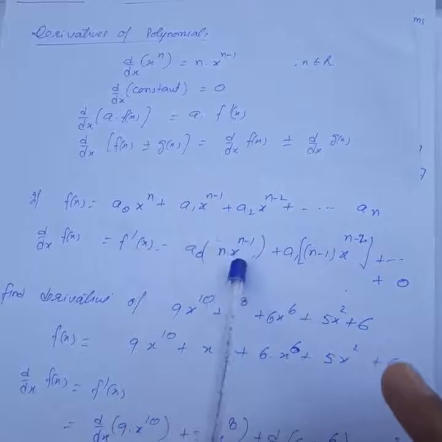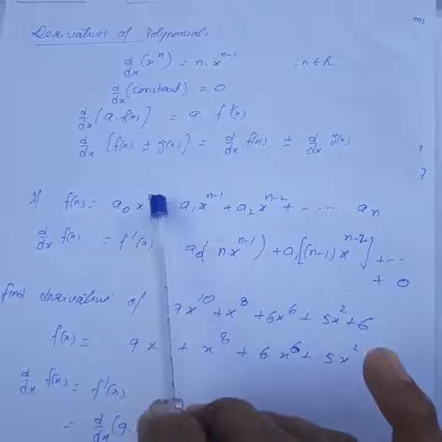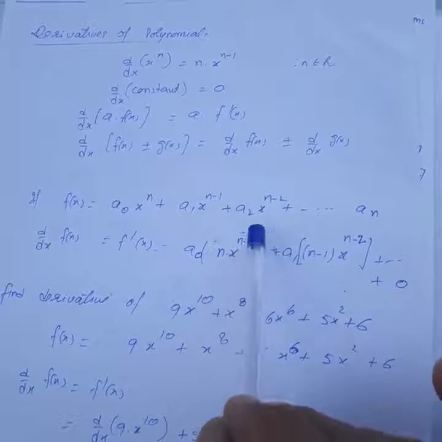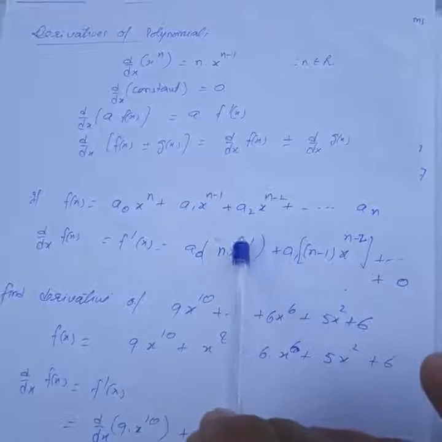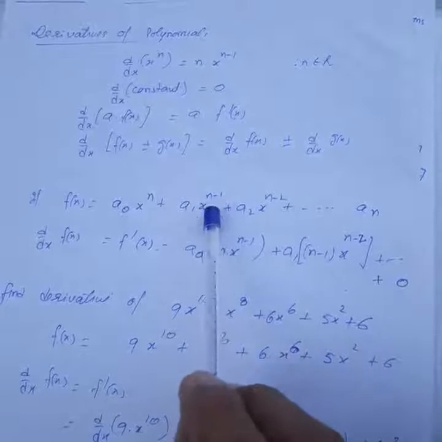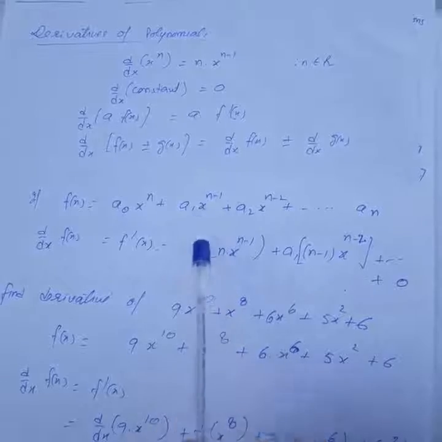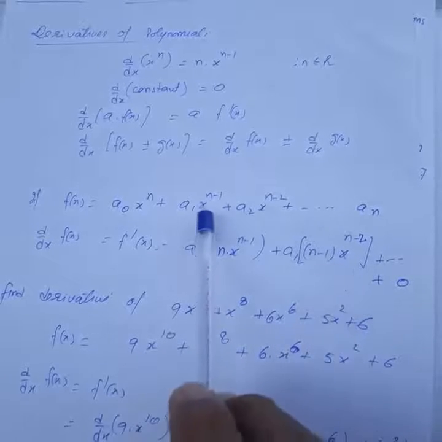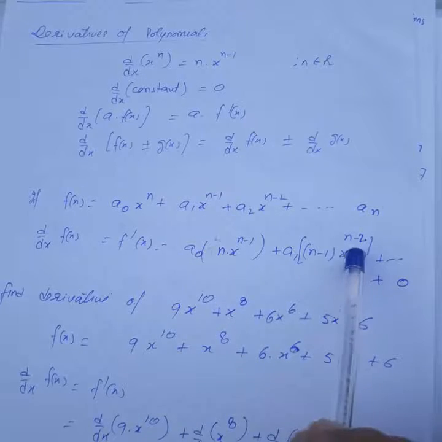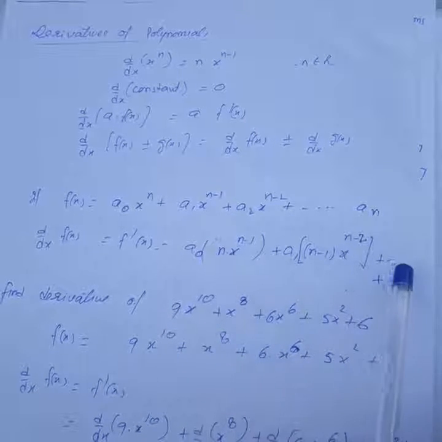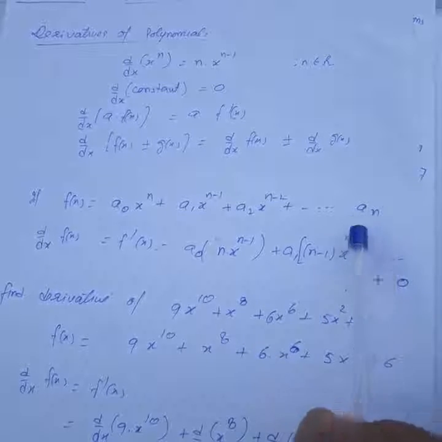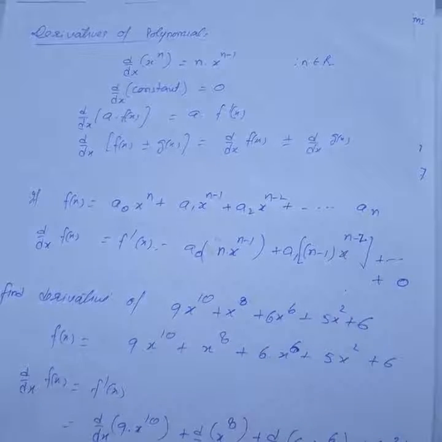Whenever you are applying this formula, the derivative of a variable raised to the power constant, it is the constant into the variable, with the power reduced by 1. Plus a1 into, similarly, the derivative of this function: n minus 1 into the power reduced by 1. So n minus 1 minus 1, that is n minus 2. In this way you can find the derivative. an is a constant because no variable is written with it, so its derivative is 0.